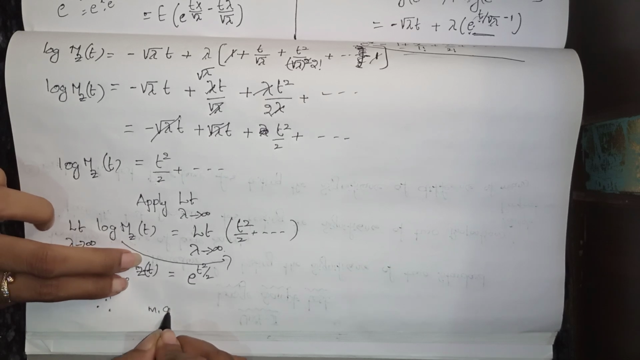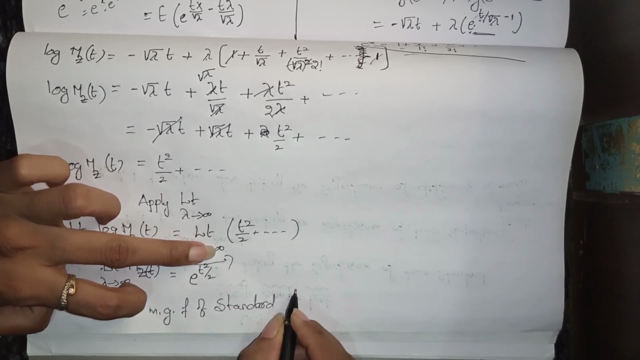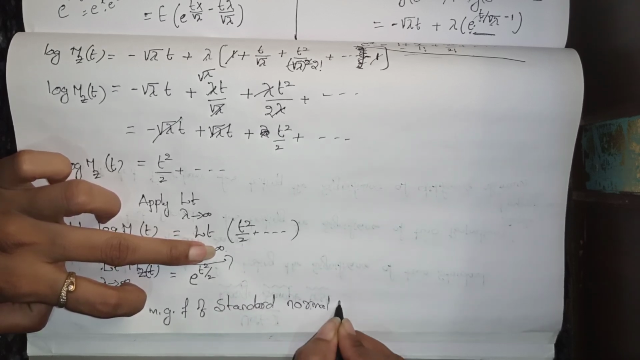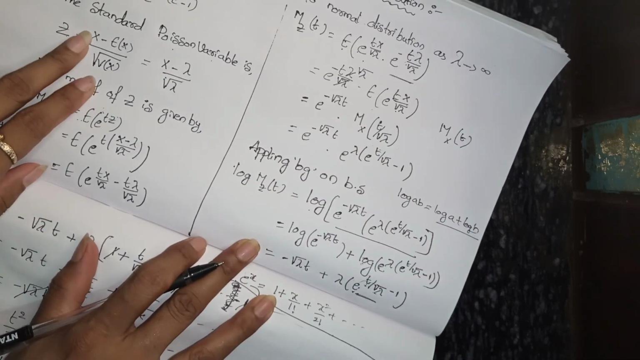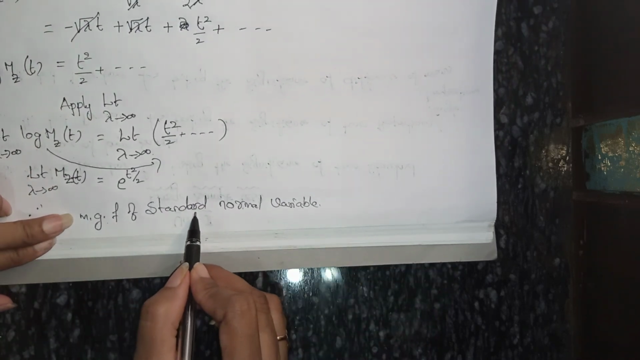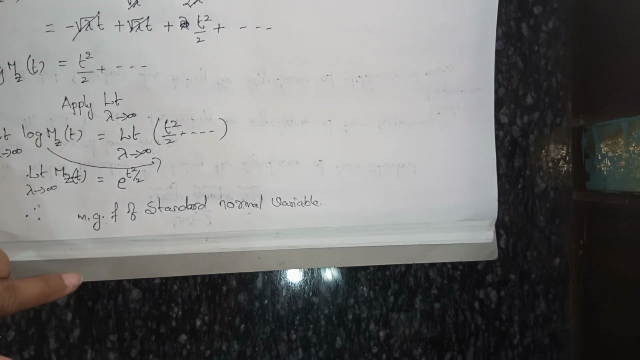Therefore, this is nothing but the moment generating function of a standard normal variable or variate. So we have proved that we took a standard Poisson variable and at last got the moment generating function of a standard normal variable. That means if lambda tends to infinity, Poisson will tend to a normal variate. Hence proved.